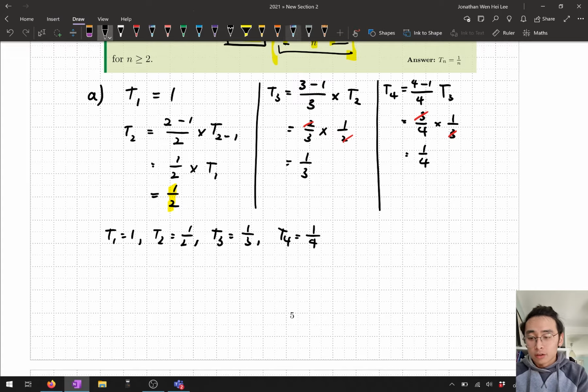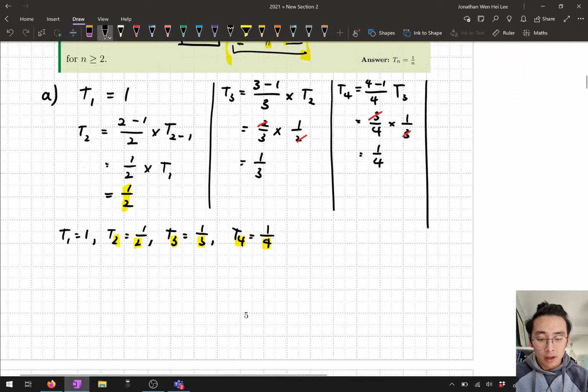Hopefully, some of you are starting to notice there's a pattern here. The pattern is, as you notice, it's just going to be 1 over whatever that term is. And so what I should expect for T5 is 1 over 5. So let's actually use that pattern as well.